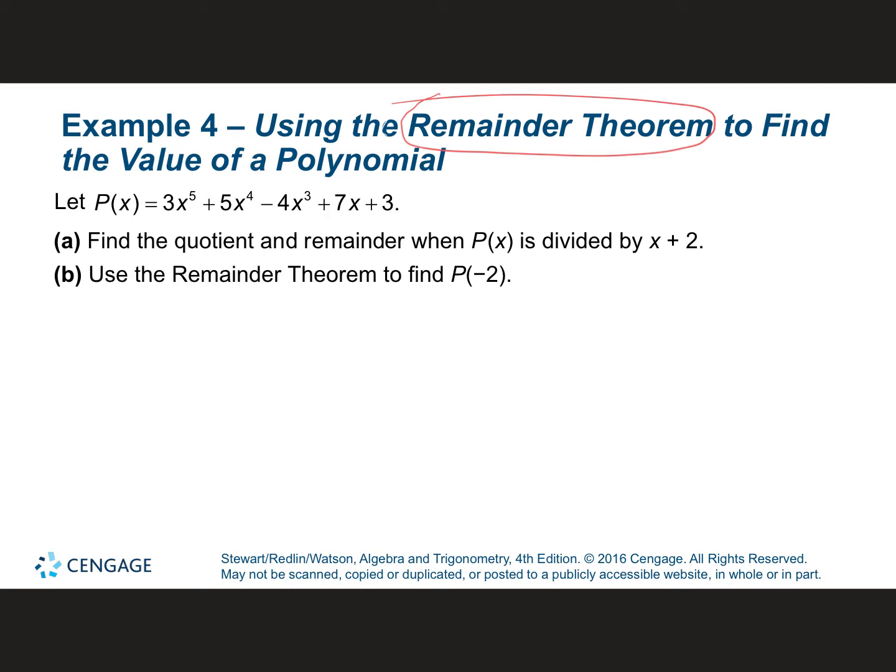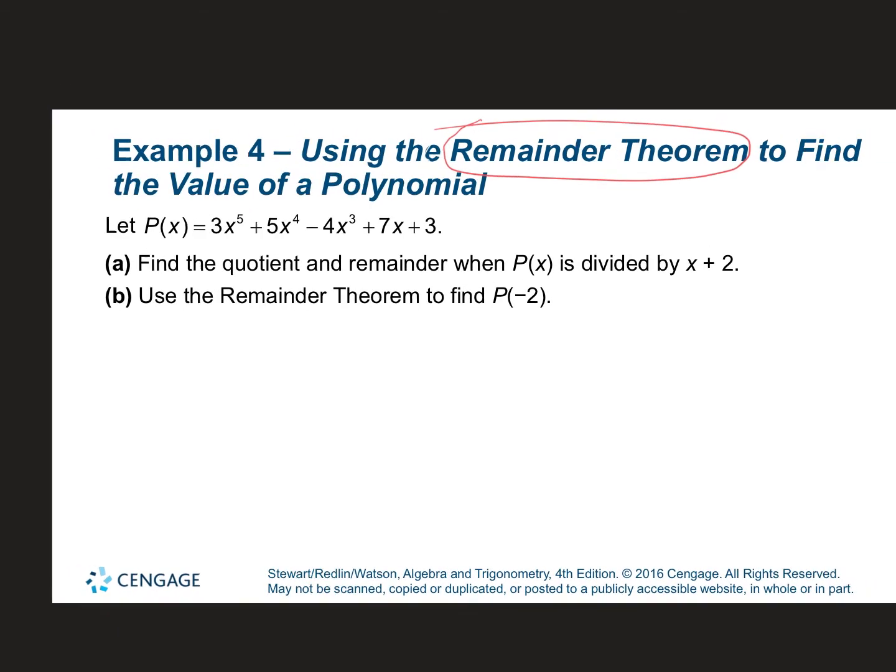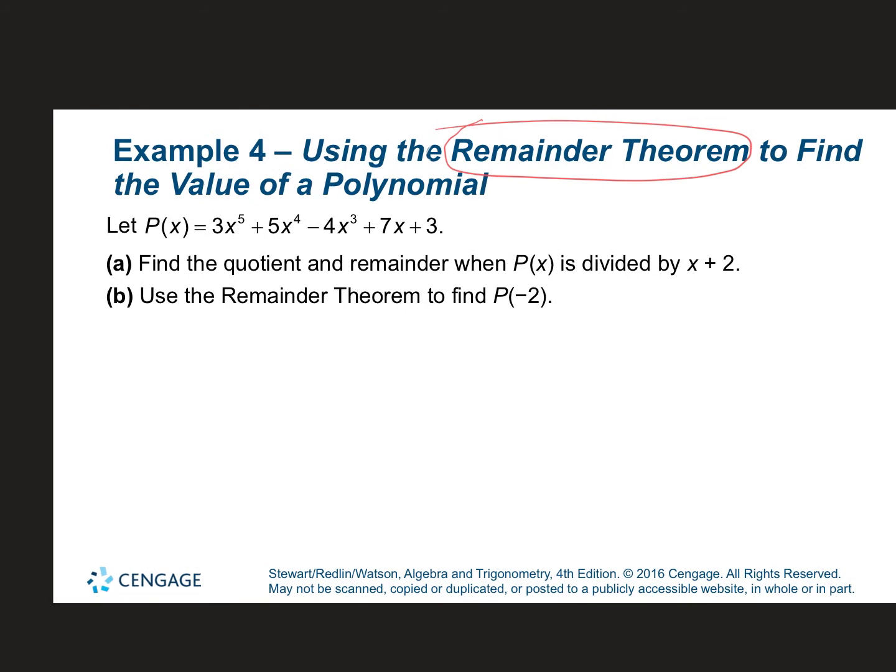So if you look at these two questions, A and B, they're different questions. A says find the quotient and the remainder. A is saying, what is the answer to this question? So letter A, the way you would answer this is you would say, okay, this says 3x to the fifth plus 5x to the fourth minus 4x cubed plus 7x plus 3 divided by what? X plus 2. So what goes on the outside? X plus 2. Everything else goes on the inside.